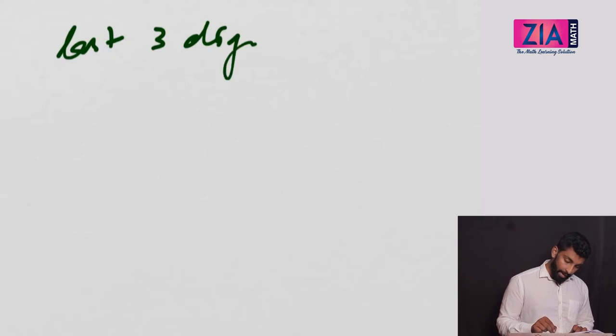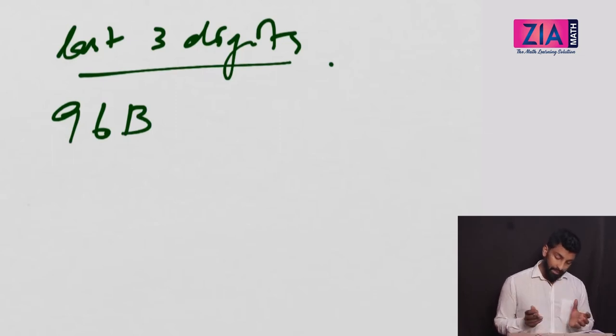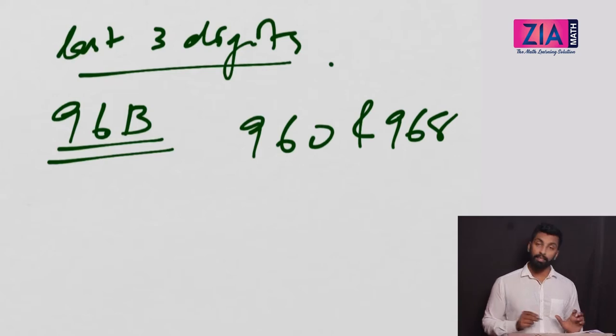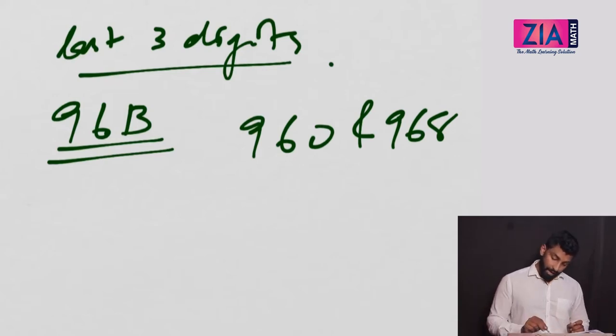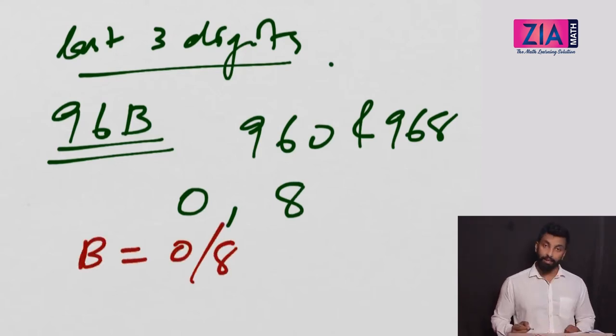Now what we need to do is we need to check the divisibility of 8, right? What is the divisibility rule of 8? You will check the last 3 digits, right? But the number is starting with 96, right? So you are looking for 96B. Among the numbers starting with 96, which are divisible by 8? You need to see, right? 960 and 968. These two are possible, right? So in the end, you can have values 0 and 8. So B can be 0 or 8, right?